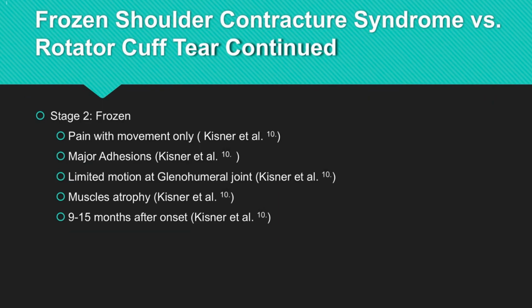Next stage is frozen, which you usually just have pain within moving your arm. There can be adhesions as well within this area, and there will be a lot of limited motion, especially within abduction and external rotation. The muscles do tend to atrophy a lot here, and this is going to be anywhere between 9 to 15 months after onset.